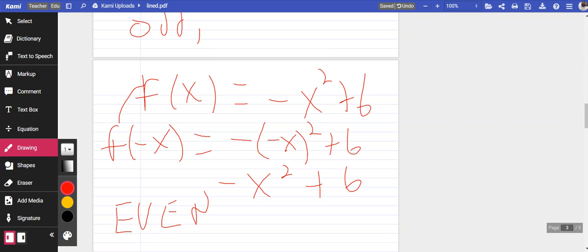Another nice thing is you could graph them and see what they look like. So this was real easy. It wasn't super tough. Hopefully that makes sense. You've got plenty of practice you can do on this.